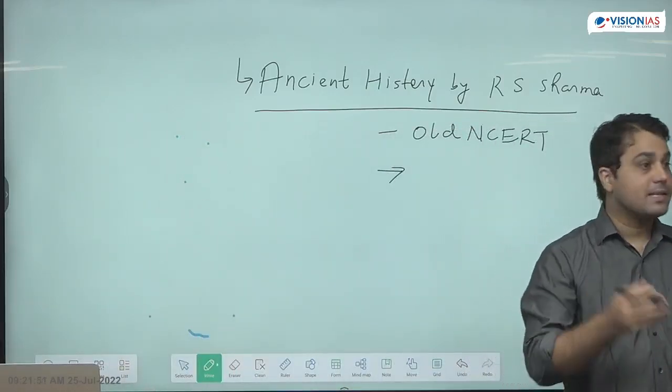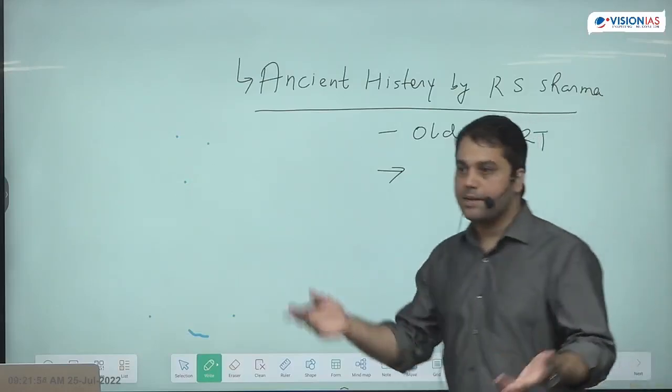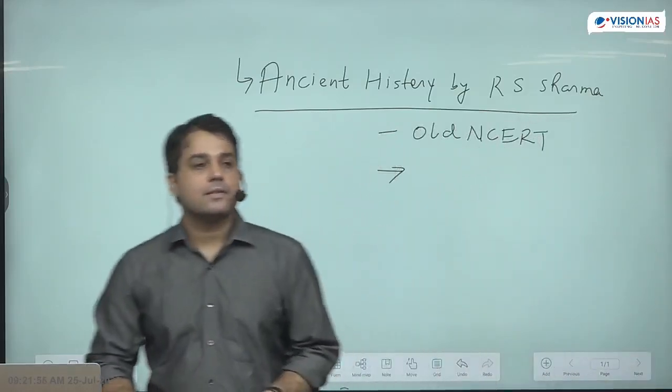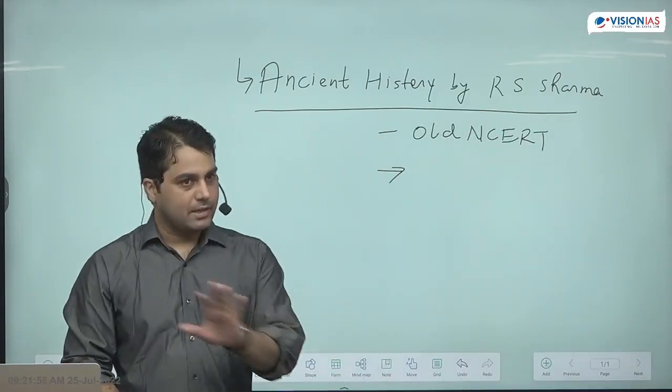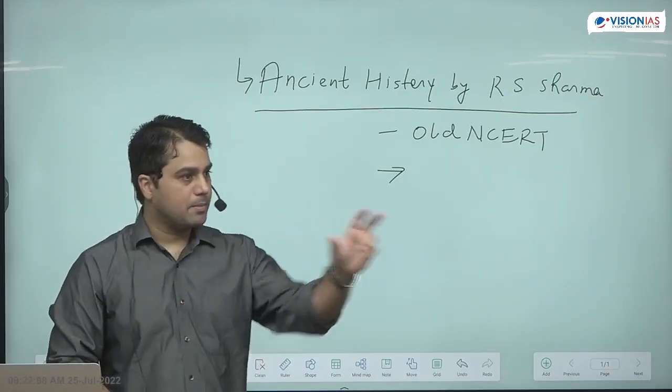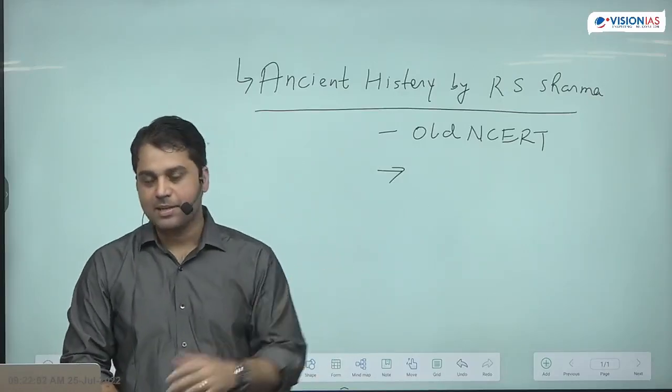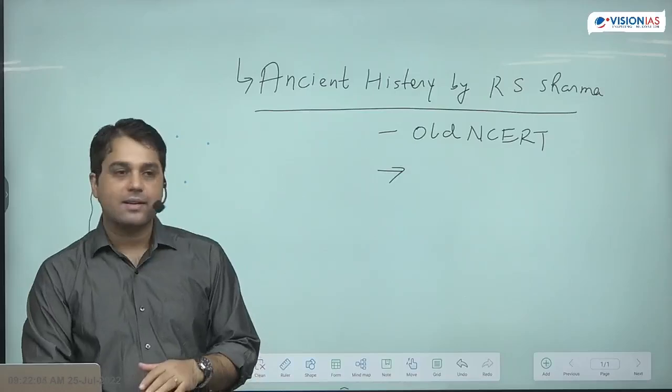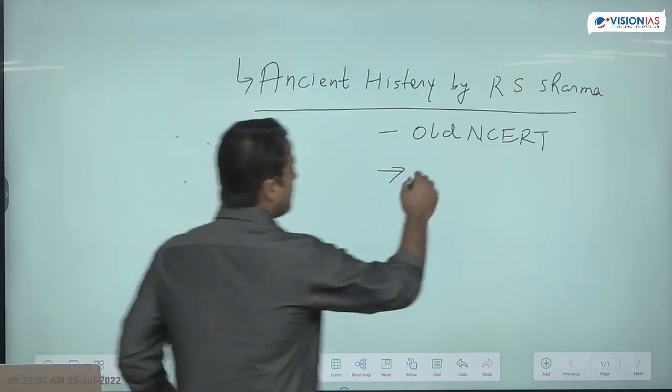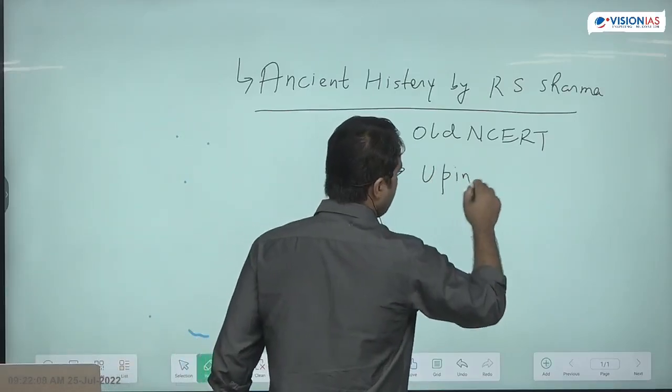If somebody has history as an optional, then it is a mandatory book. But there is a textbook available in the market. You can go to a book shop sometime and just pick up the book and have a look. You do not have to buy it. The name of the book is Ancient and Early Medieval India by Upinder Singh.